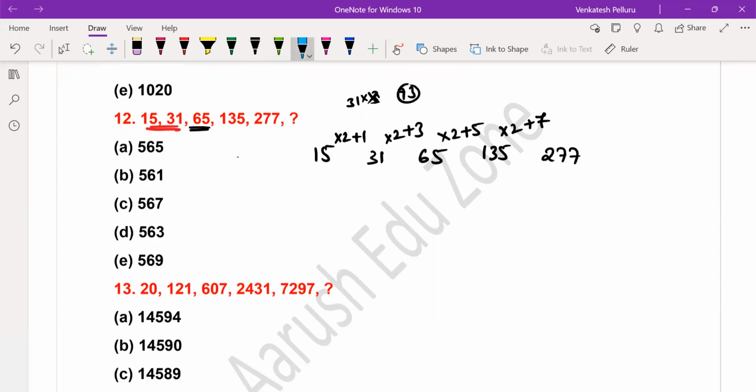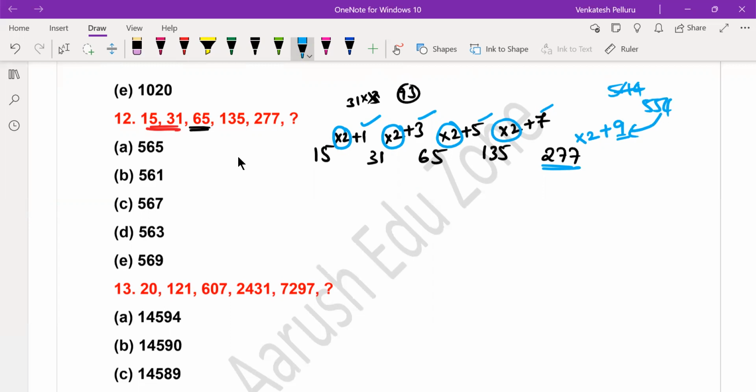So if you look at the logic properly, the multiplying factor remains the same. The value being multiplied is the same, 2. But look at the values being added: +1, +3, +5, +7. What are these numbers? 1, 3, 5, 7. They are odd numbers. So what do I have to do to get the answer? I have to multiply by 2 for sure, and the next odd number is to be added. Next odd number is what? 9. So 277 into 2: 270 2s are 540 plus 7 2s are 14, 554.